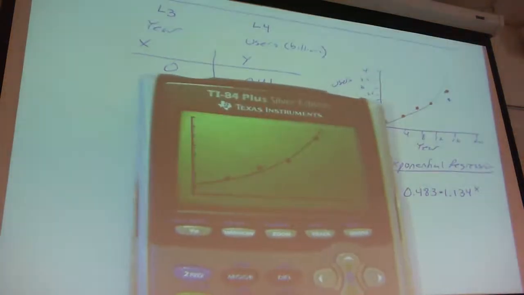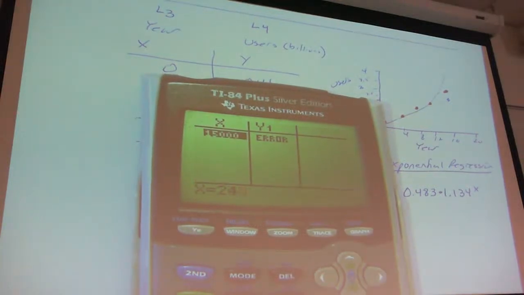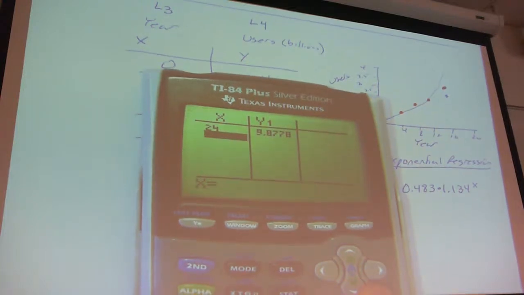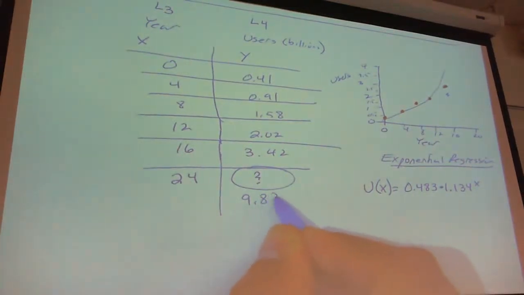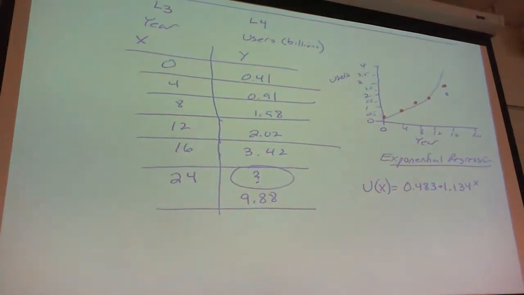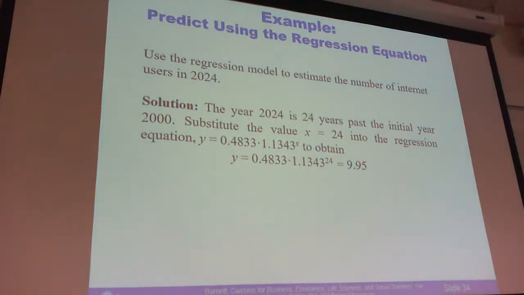Okay. So if I go to the table feature, second graph, type in 24, what are we expecting for 24? 9.88. If you plug it in, they got 9.95, but look how many decimal places they rounded to. That's the difference. It's not that we did it wrong. They did 4 decimal places, which changes the answer.